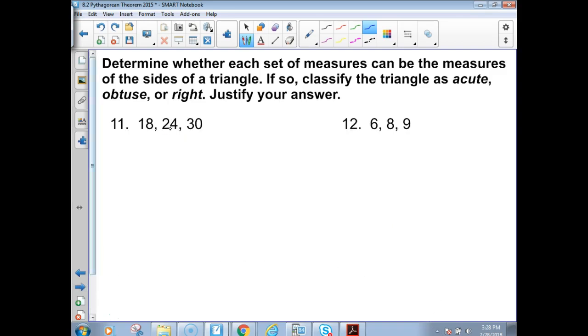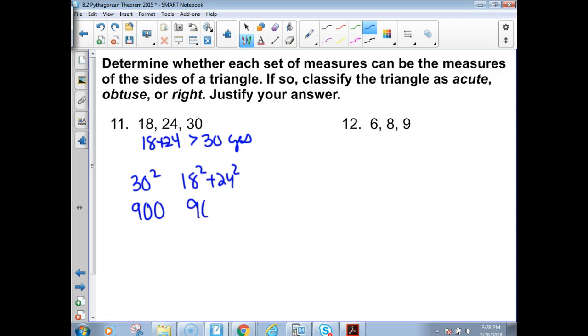Okay, I have time to do one more. This one, 18 plus 24 is greater than 30, yes. 30 squared compared to 18 squared plus 24 squared. Is that 900? Somebody check for me. It is 900. Oh, this is another right triangle.